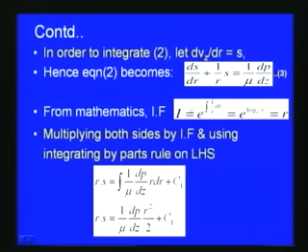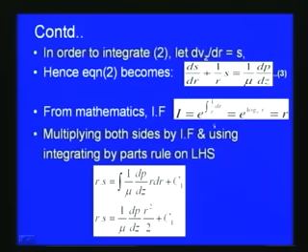Now from mathematical textbooks we can assume an integrating factor I is equal to e to the power integral of 1 by r dr. This is equal to e to the power log e r, that is equal to r. So we assume the integrating factor I is equal to r. Now we will multiply both sides of equation number 3 by this integrating factor, and then use the integration by parts rule on the left hand side of this equation.